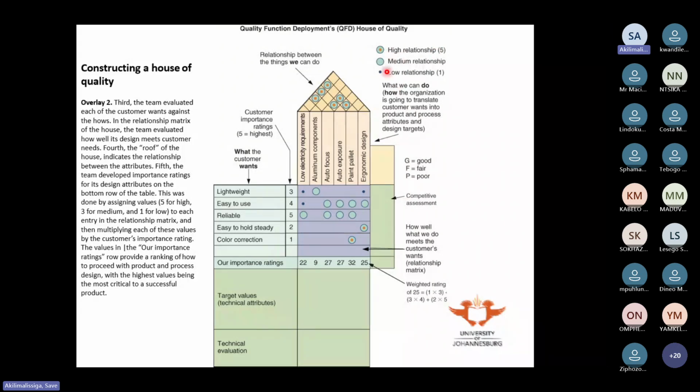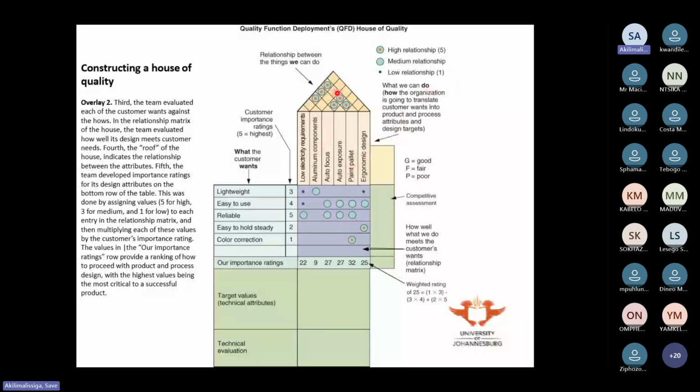You have this symbol here, which represents a medium relationship. Usually between brackets for a medium relationship is 3. I'm not saying all the time, but in this case, they were supposed to write 3 between brackets, but they didn't. And then you have this sign here, which means a low relationship. Between brackets, the number associated with that is 1. But don't worry, we're going to make use of those numbers toward the end of building a house of quality.